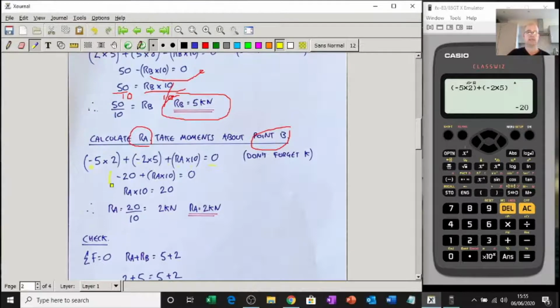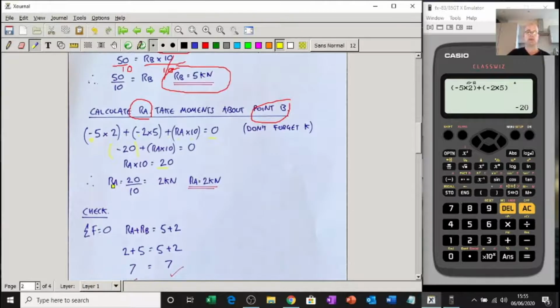I don't like this negative term over here, so I'm going to add 20 to both sides. So we move it over to here. So now I get RA times by 10 equals 20. Divide both sides by 10, which leaves me with RA is going to be 20 divided by 10, which is 2. Don't forget the K, so reaction A is 2 kilonewtons.